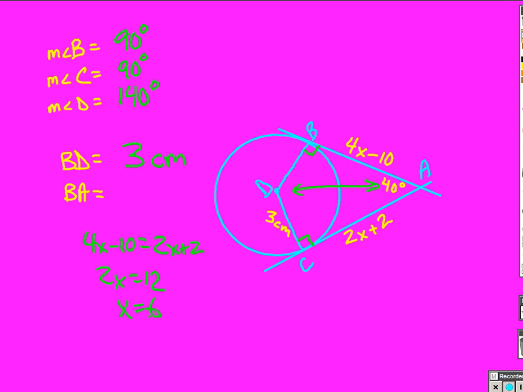Now, that's not what BA is, that's just what x is. So I need to take that and plug it back in. 4 times 6 gives me 24. Take away 10 from that is going to give me 14 at the length, 14 centimeters. So that's how you use some basic circle properties here with tangents especially to find some missing values.